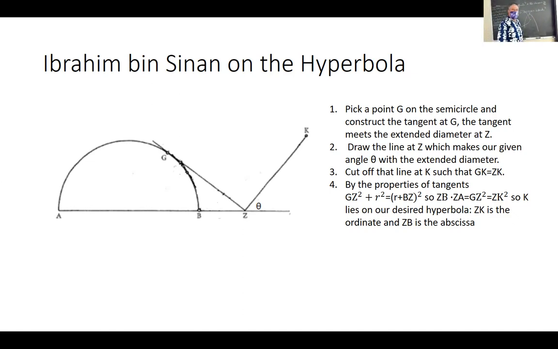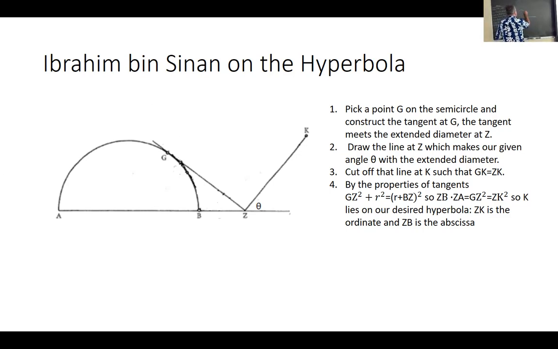Is it just a coincidence that GZK looks like a right angle? Yes. Because this theta is going to equal this theta here. So this is just going to be 180 minus 2 theta. So this angle can be anything arbitrary. And this follows from the property of tangents. It's very similar to the property that we used. So this is another way that we could have done square roots.